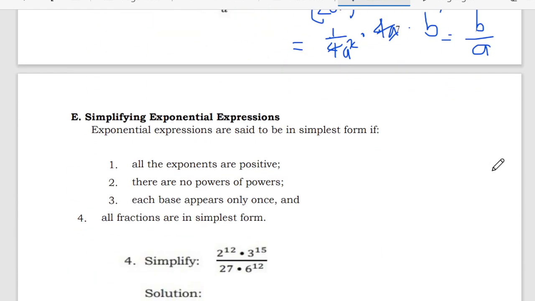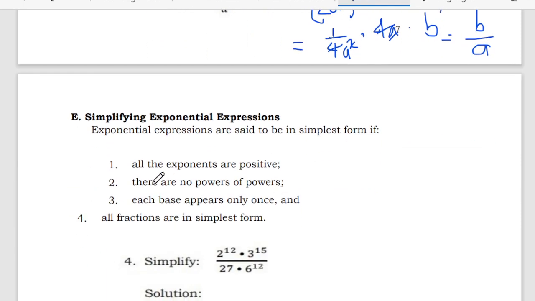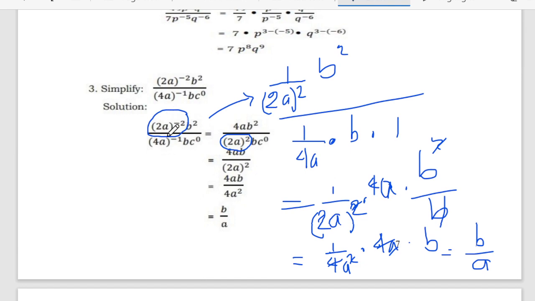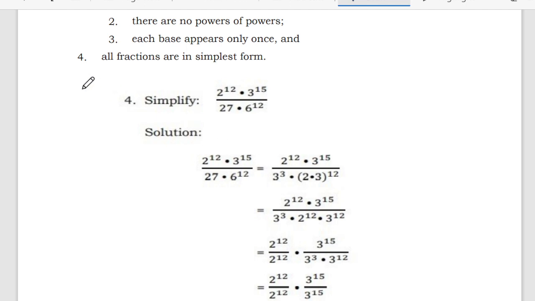Okay. So, yun. Simplifying expression. So, we have all exponents are positive. There are no exponents. There are no powers of powers. So, dapat wala ng power of power like this one. Meron pa siyang exponent sa labas. Tapos, simplified na. Each base appears only once. So, dapat wala dalawang base pareho. Dapat isa na lang. That's how you're going to simplify. So, parehas nito.